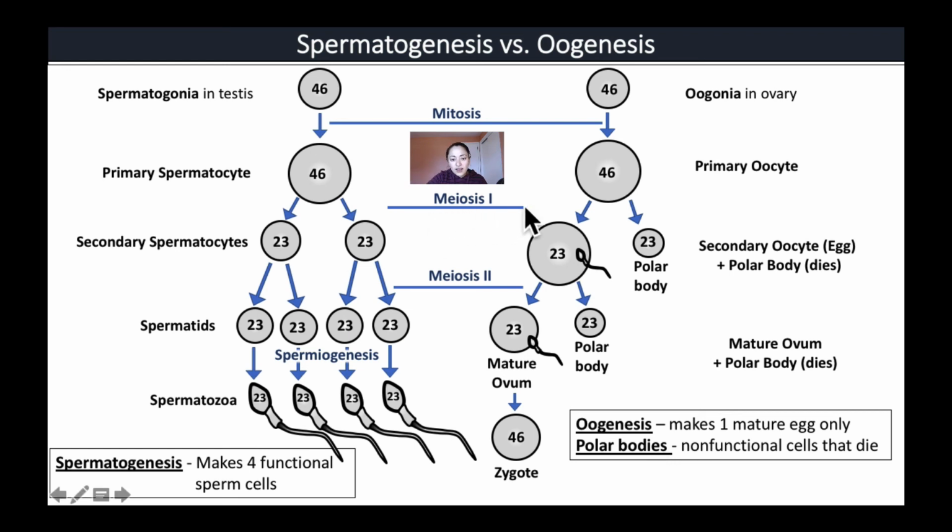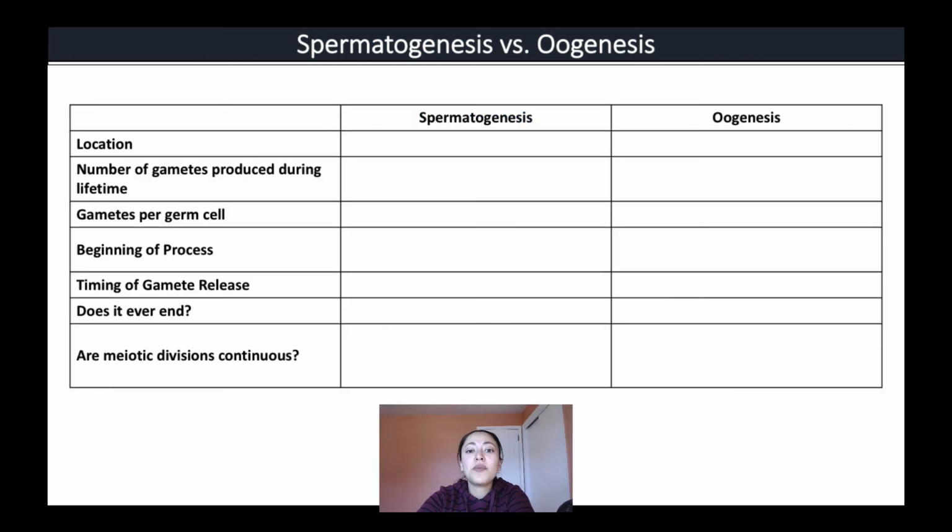Meiosis I is what creates haploid cells. So the germ cells and the primary oocyte and spermatocyte are diploid. Everything after is haploid, except for, of course, the zygote. This table further compares spermatogenesis and oogenesis.